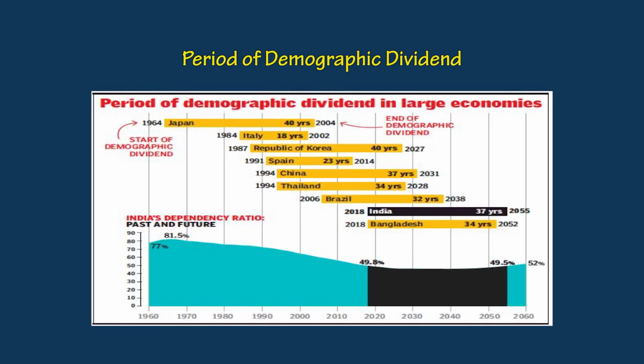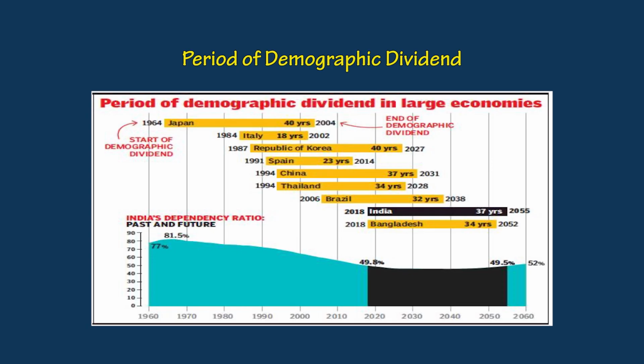Now, this figure is an important figure about the case of demographic dividend. Here you can observe, first of all, the case of Japan. Japan has enjoyed demographic dividend for 40 years, started from 1964 and it ended in 2004. A similar case is visible for Italy, and the Republic of Korea is still enjoying demographic dividend.